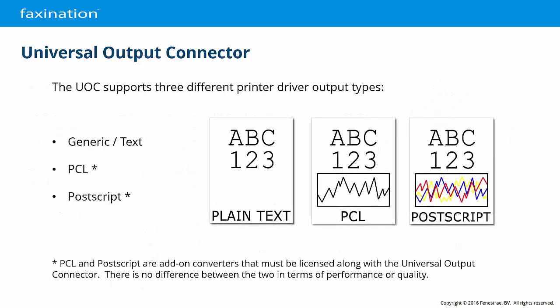The UOC supports 3 different printer driver output types. Generic text is used with plain ASCII text and uses fixed width fonts with no graphic capabilities. PCL is a common printer language which requires a specific printer driver and a licensed PCL converter within Faxination. And PostScript, which also requires a specific printer driver but has multiple converters available, including GhostScript. Although the limitations of plain ASCII printing are clear, there's really no difference between PCL and PostScript in terms of performance or quality.